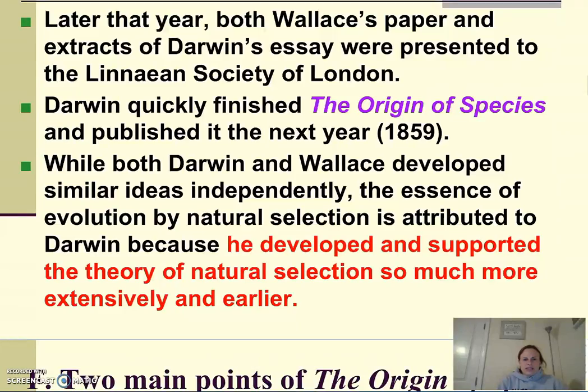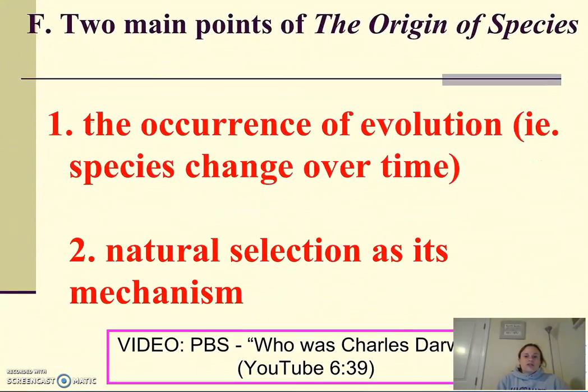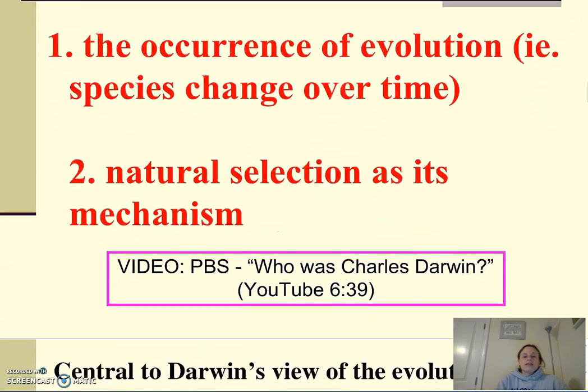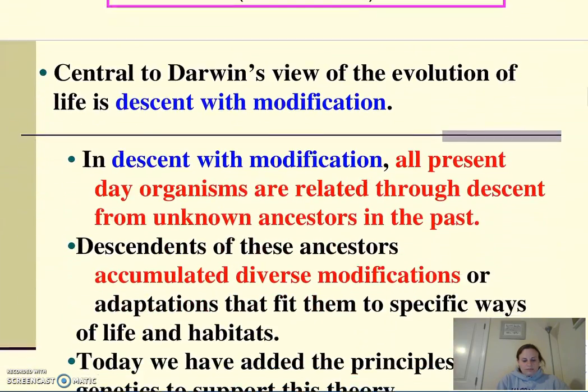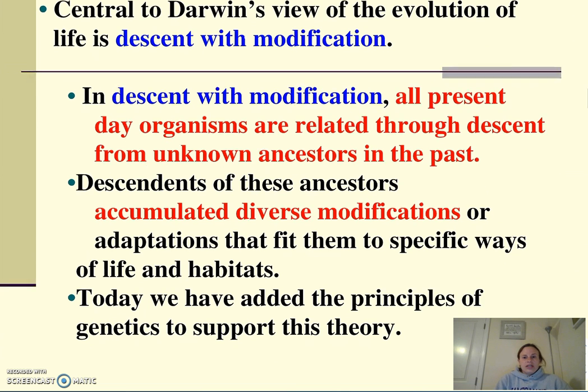He started his investigation back in the 1830s. So again, the two main points of The Origin of Species are basically the fact that species change over time, that evolution occurs, that there is such a thing as a common ancestor, and that natural selection is the mechanism for evolution. So central to Darwin's view of the evolution of life is this idea of descent with modification.